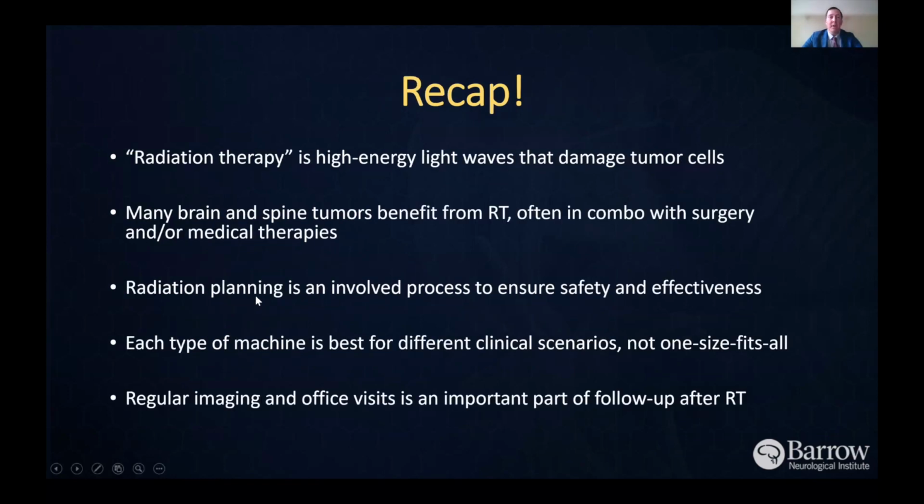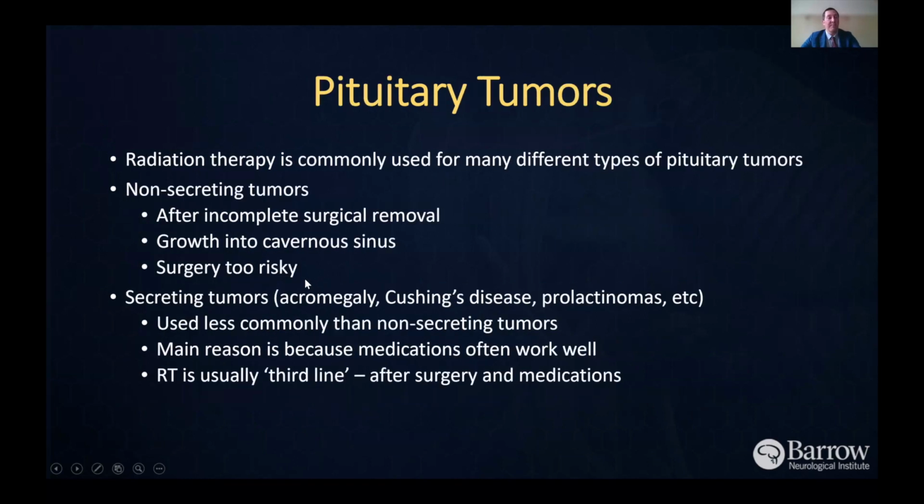And so just to recap, before we dive a little more specifically into some of the data for acromegaly, just to give you a little bit more context, radiation therapy is high energy light waves that damage tumor cells. Many brain and spine tumors benefit from radiation therapy, often in combination with surgery and/or medications. Radiation planning is an involved, resource-intensive process. It's the stuff we do behind the scenes to ensure safety and effectiveness as best as we can control. Each type of machine is best for different clinical scenarios. It's not a one-size-fits-all approach. And regular imaging and office visits are an important part of follow-up after radiation therapy.